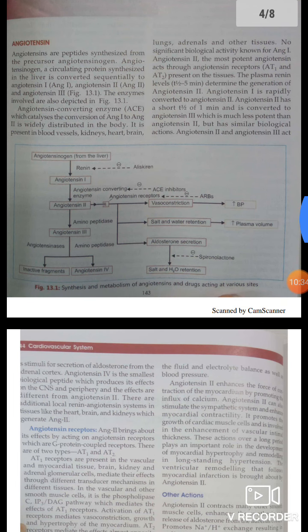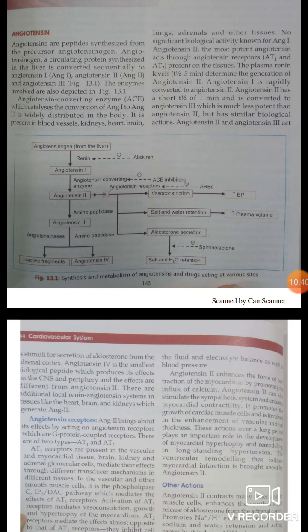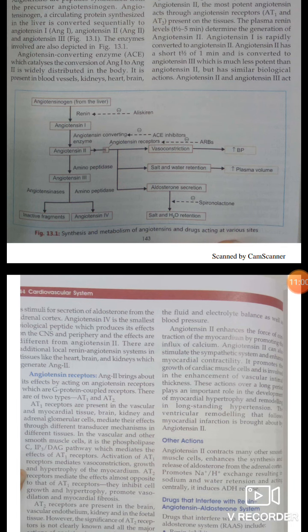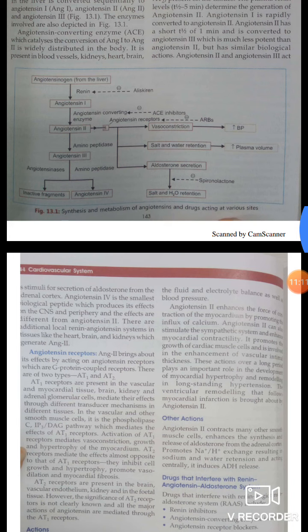So this angiotensin 2 has a major role in blood pressure, right? It causes vasoconstriction, salt and water retention, aldosterone secretion. These all lead to the elevation of blood pressure, right? Vasoconstriction is also responsible for the increase in blood pressure. Salt and water retention and aldosterone secretion all cause increased plasma volume, which will ultimately increase the blood pressure, right?